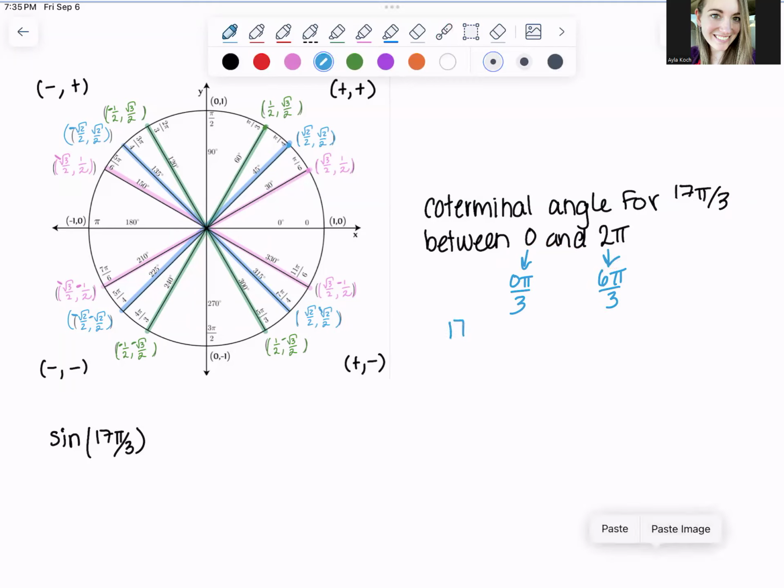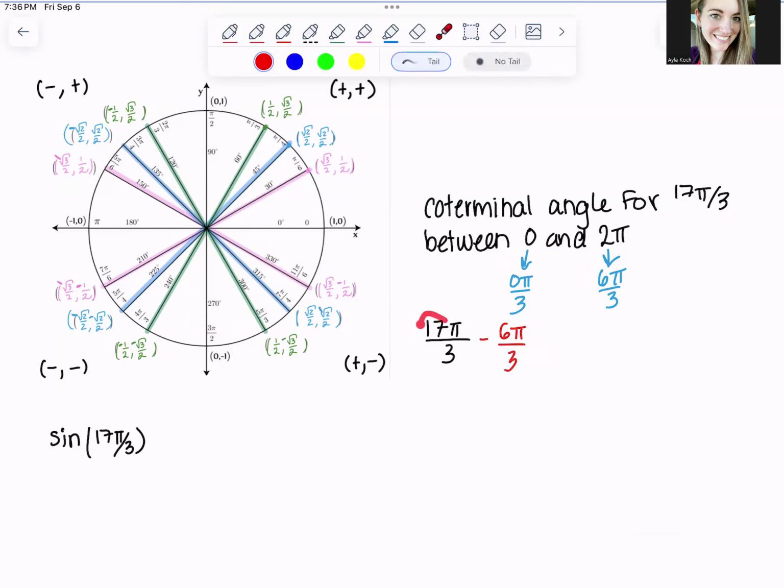So 17 pi over 3 minus 6 pi over 3. The math you're doing here is truly 17 minus 6. It really is. Just to show you how that math could work without me writing a single fraction down. 17 minus 6, that's 11. That's not small enough. It has to be between 0 and 6. So 11 minus 6 is equal to 5. The answer is going to be that it's coterminal with 5 pi over 3.